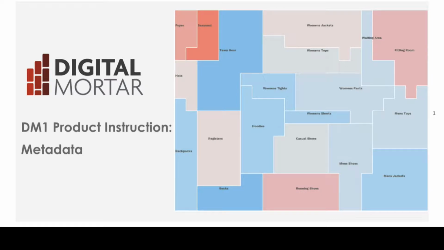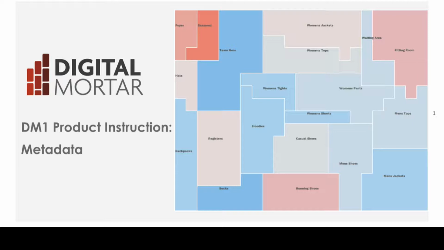The data that Digital Mortar's DM1 collects is really basic. A timestamp, an X, Y, and Z coordinate, and a device signature. That's about it. We use metadata, data about data, to contextualize those basic pings and help you understand what they mean in terms of a shopper and a store.